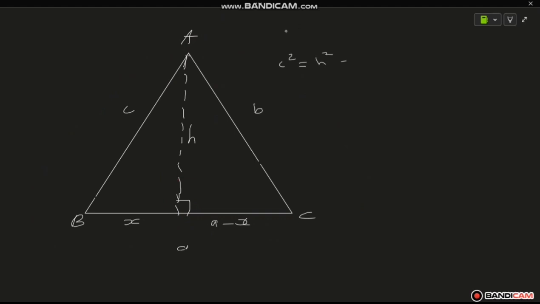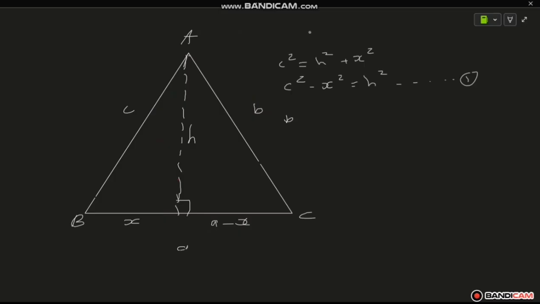So let's say we have c squared equals h squared plus x squared. Then we're going to say c squared minus x squared equals h squared, making h the subject of the formula. That becomes the first equation. Then we're going to use the second right-angled triangle, this one right here, to make equation 2.